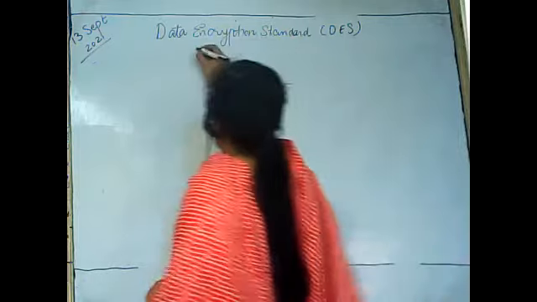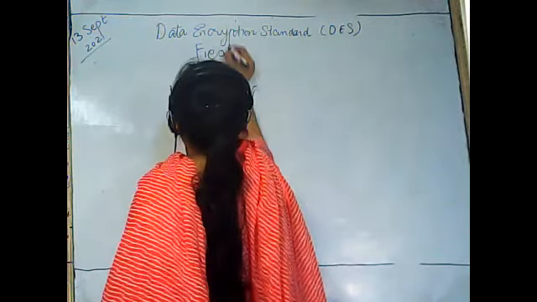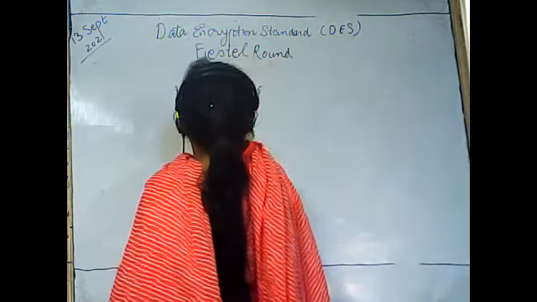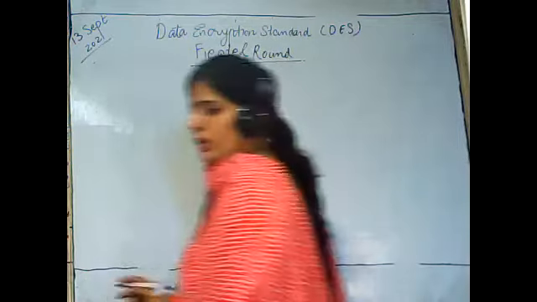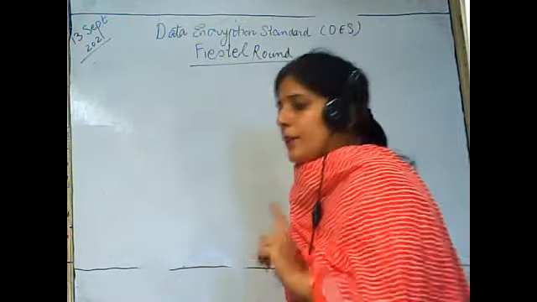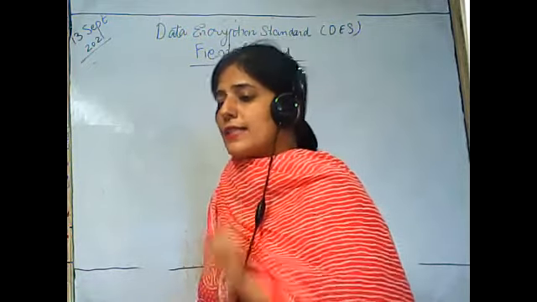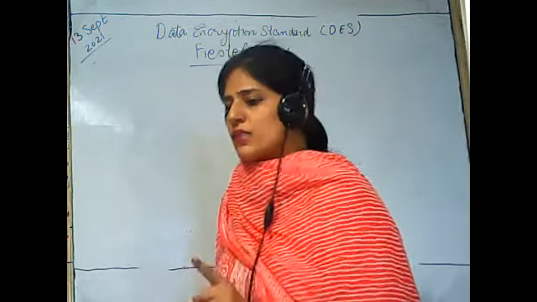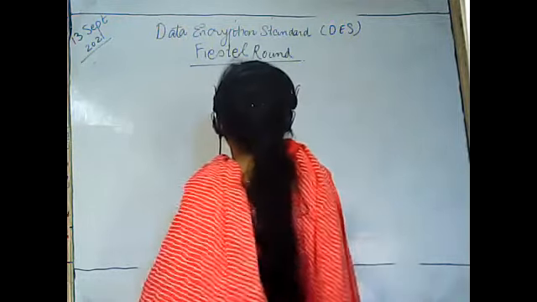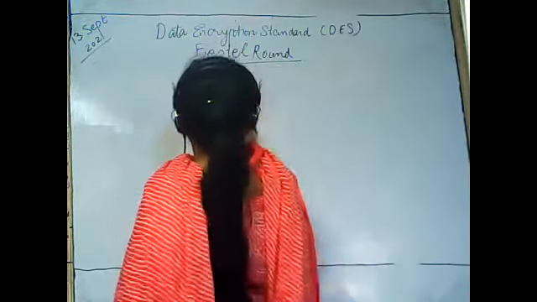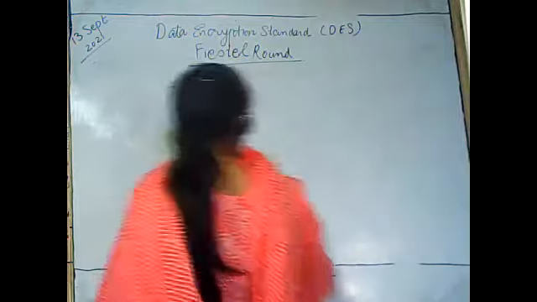The main important part of the Data Encryption Standard is the Feistel round. These are those rounds. How many rounds can we have in the Data Encryption Standard? That is 16 rounds, and each round is known as a Feistel round. So how does the Feistel round work? I will draw it on one side of the blackboard, because after that I have to explain every part of this Feistel round.